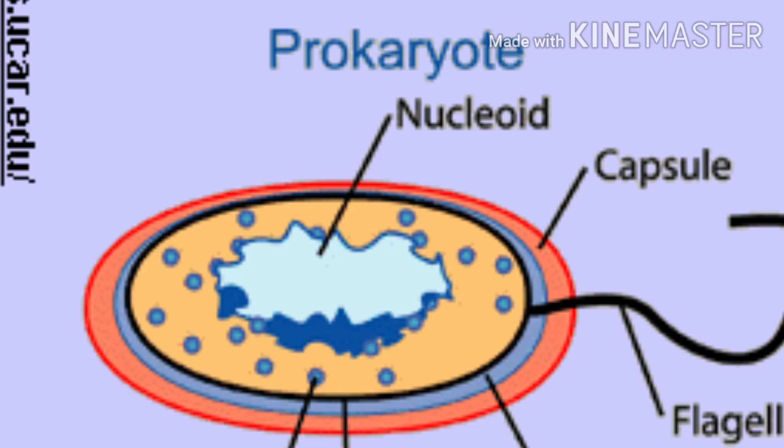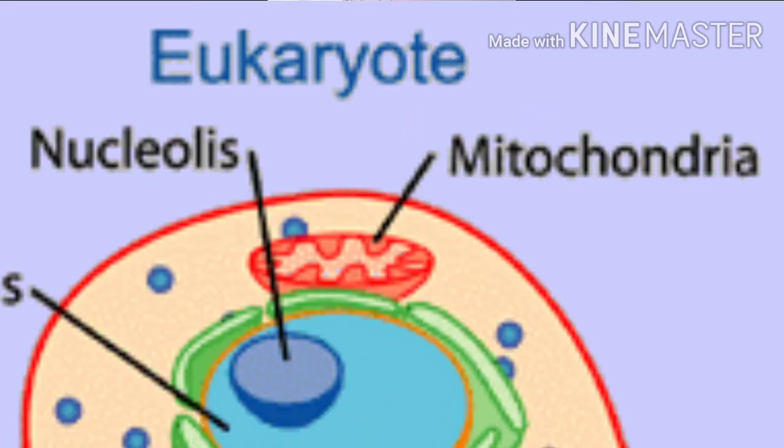Based on the presence and absence of a nucleus, organisms are divided into two types. They are prokaryotic organisms and eukaryotic organisms.